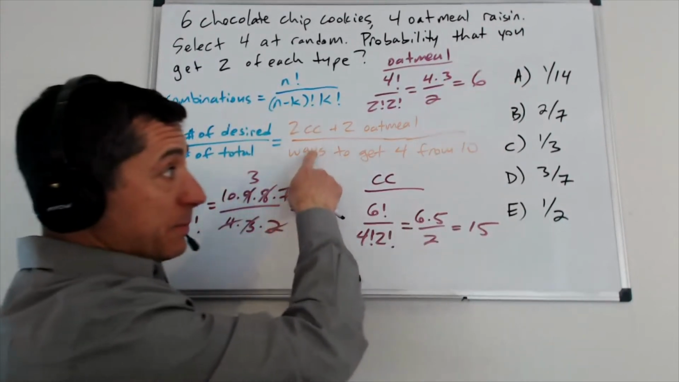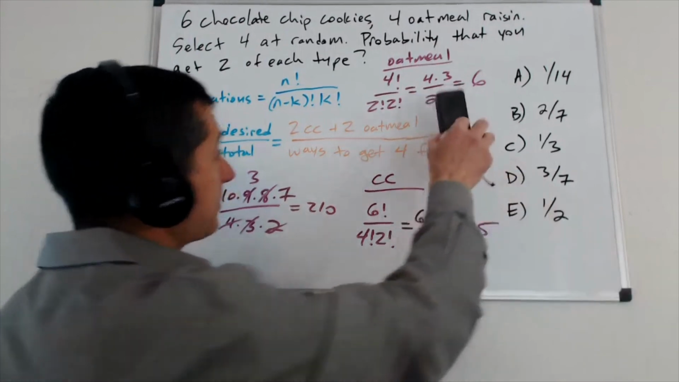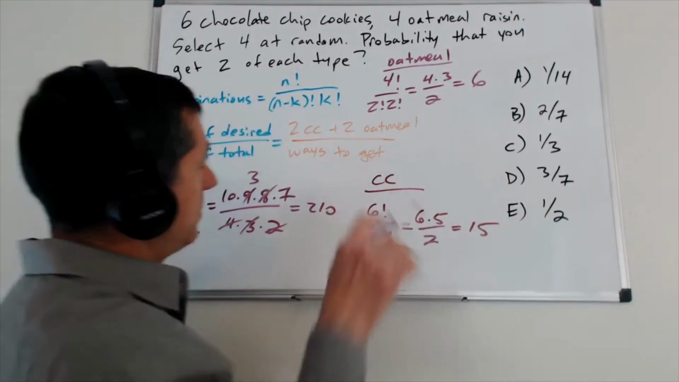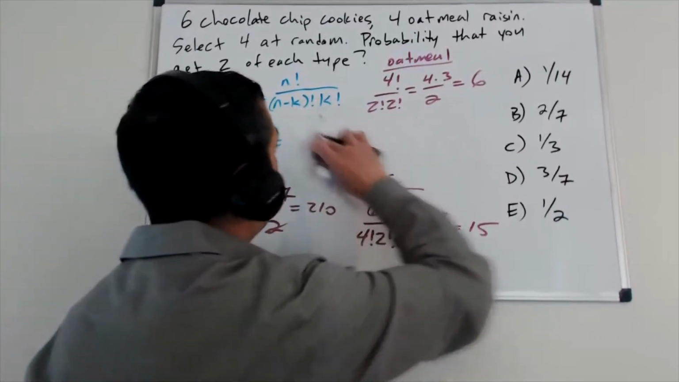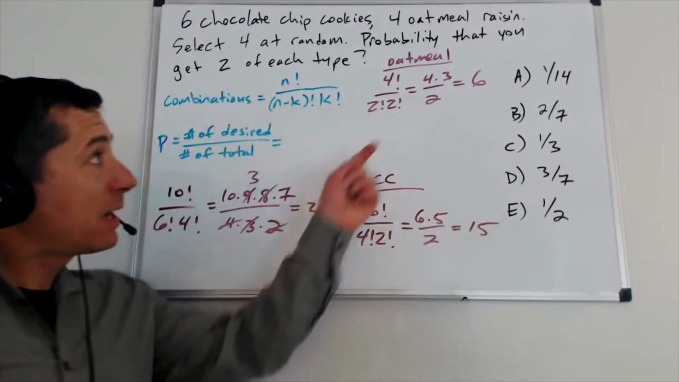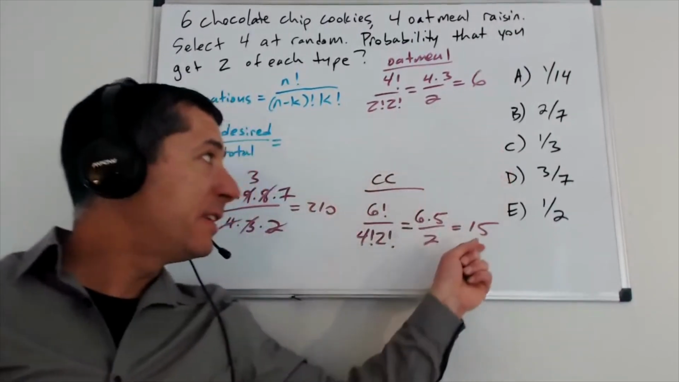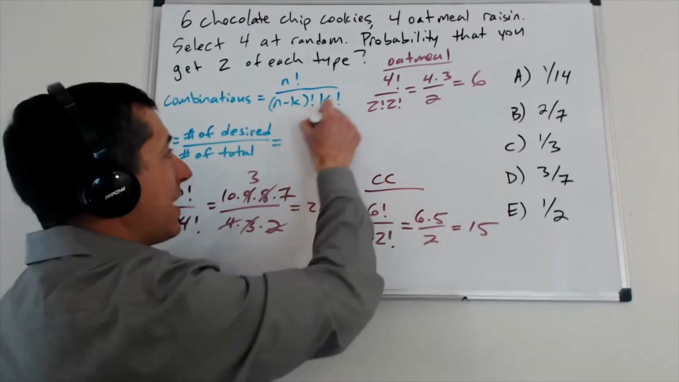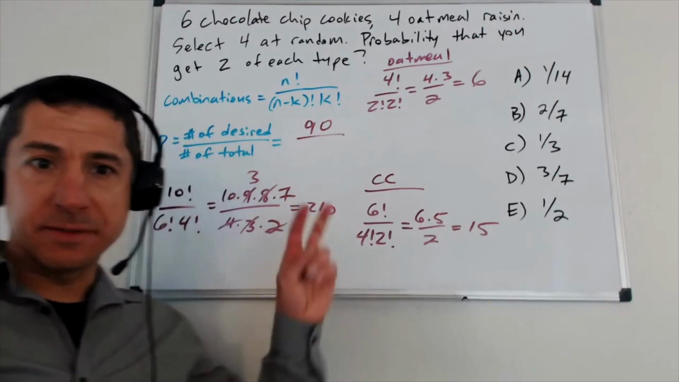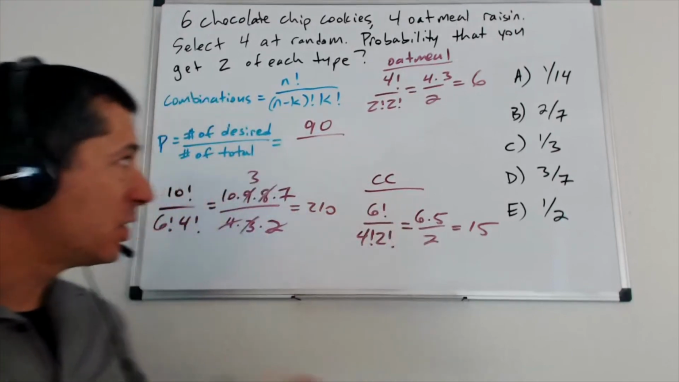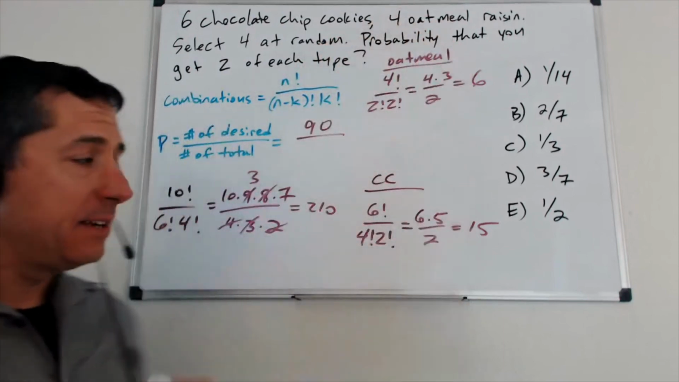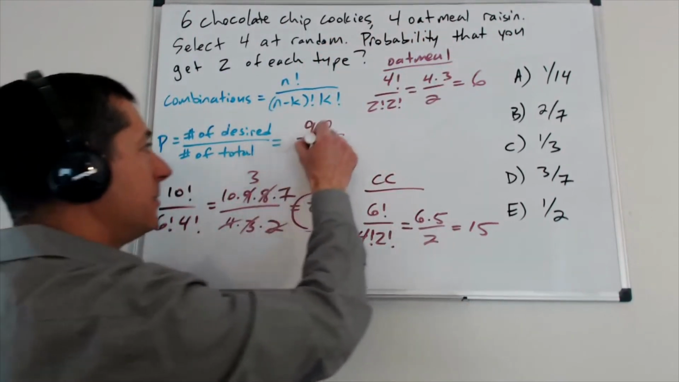Okay, all I've got to do is punch these in and I'm in business. So I'm going to erase this guy now. So how many desired outcomes? I've got 6 ways to get 2 oatmeal cookies, 15 ways to get 2 chocolate chip cookies. Multiply those 2 together. So I get 90 total combinations of 2 different chocolate chip and 2 different oatmeal raisin cookies. How many total ways can I select 4 from that group of 10? That's just the 210 here.